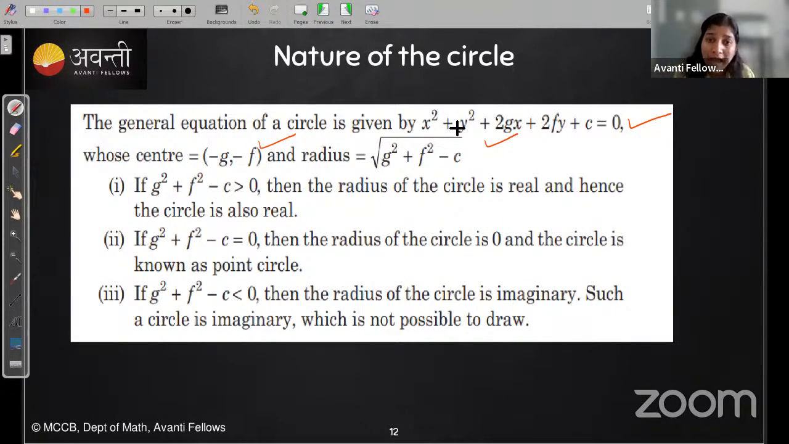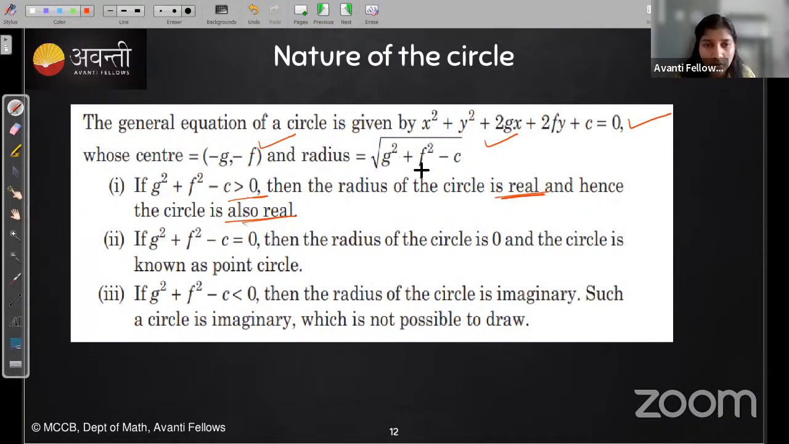Now, if the value under this root, that is g square plus f square minus c, is greater than 0, then the radius of the circle is real. Of course, if the value under the root is positive, it will have real roots, right? So the radius of the circle will be real, and hence the circle is also real. So if the value under that root is greater than 0, radius will be real, hence the circle will be real.